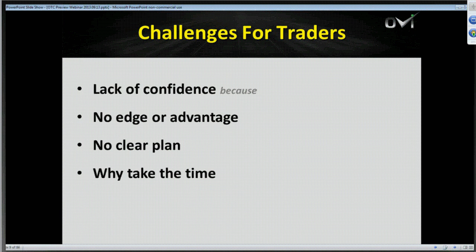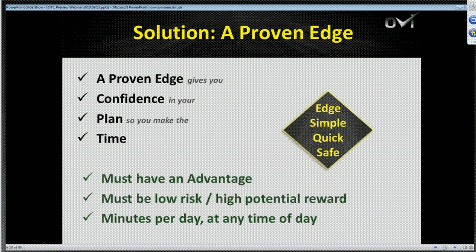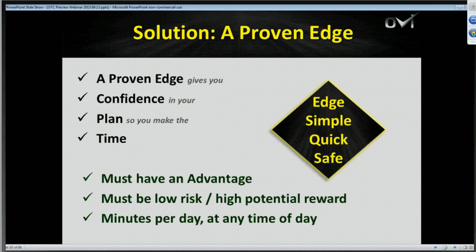Now, there are a number of challenges for traders out there. The real major challenge is that traders lack a lot of confidence because typically they realize deep down they don't have an edge, they don't have an advantage, and therefore they don't have a clear plan, and therefore why bother to take the time? If you don't have an advantage or a plan, you're just using a slot machine. So the solution is you've got to have a proven edge. Easier said than done. But if you do have a proven edge, then you will have confidence in your plan so that you then make the time.